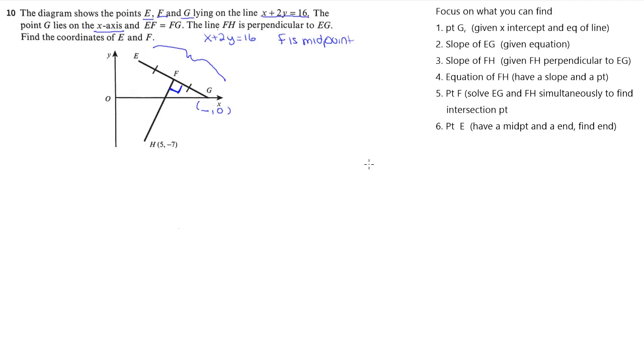So go ahead and pause this and try to do that and then start back up again, and then we can take a look and see what we got.